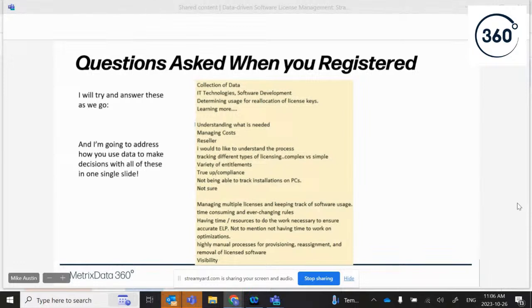I'm going to try and answer these questions as we go, but you'll see things around collection of data. How do I collect data? How do I make sure I have a single source of truth on that data? How do I bring multiple data sources together to get a picture of what's being used out there? We're going to talk about that. They also want to talk about what technologies to use, and how to reallocate licenses so that I can more effectively use or harvest them. If they're not in use anymore, what does that process look like?